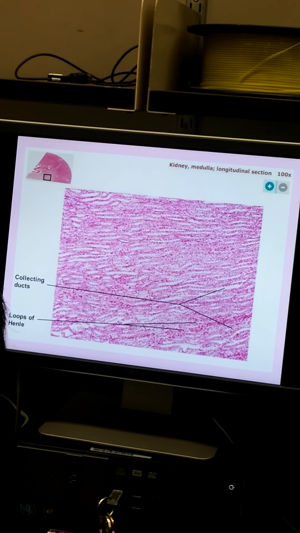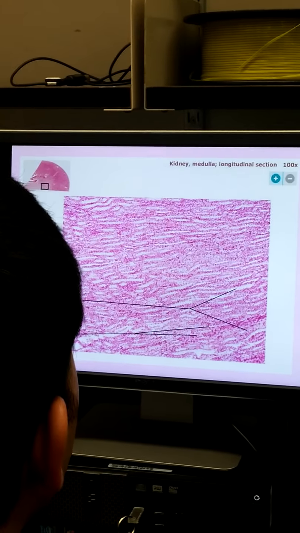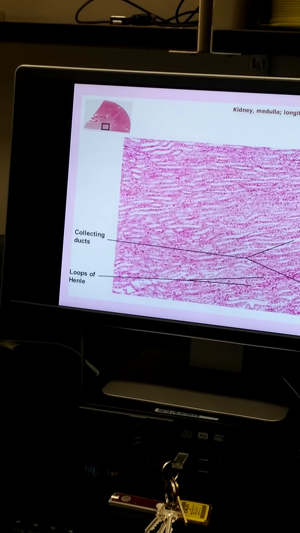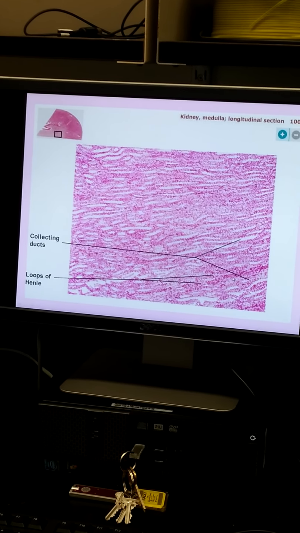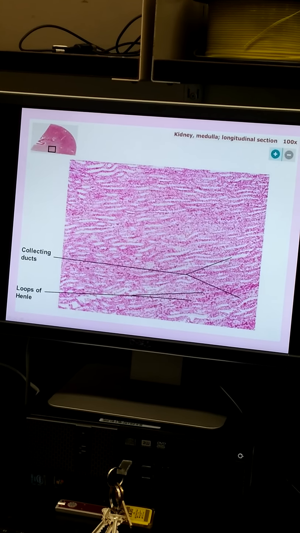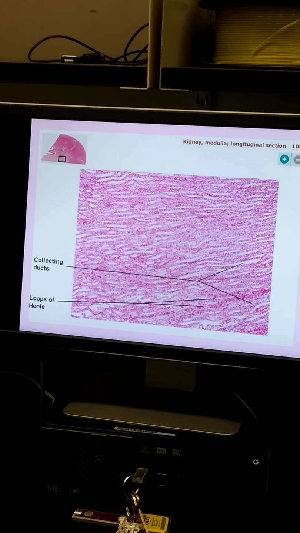So these would be the same thing here? Now these here are mostly. Some of these could be, yes. Like right here in this region. Yes. Now these mostly are darker, and the loops of Henle are very thin at this point, thinner than the collecting duct. The collecting ducts have a wider lumen, and this region is darker with the loops of Henle.